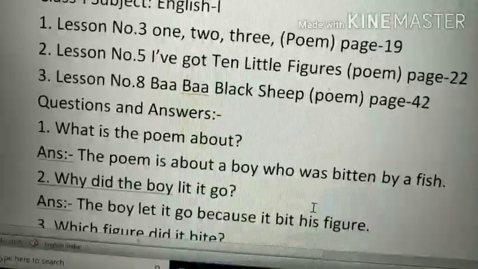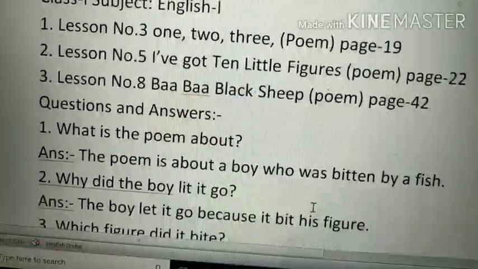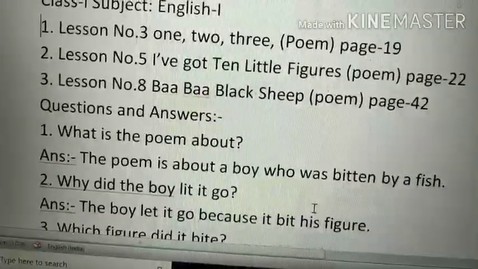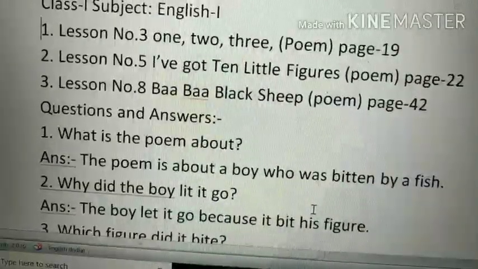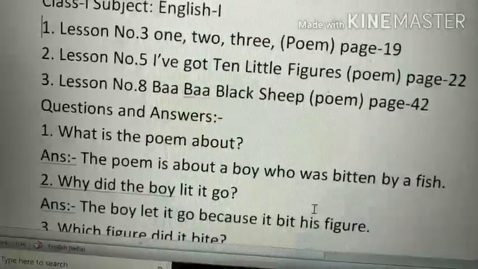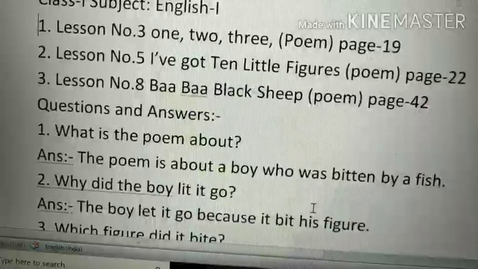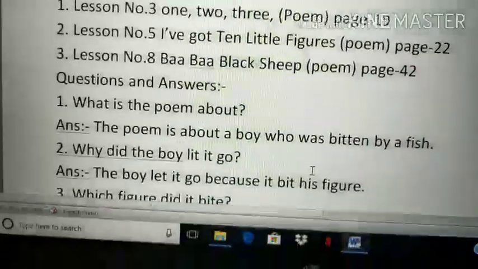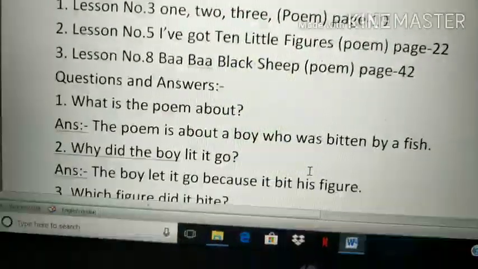Question number 3, lesson number 8. Baa baa black sheep. Poem, page number 42. Then question and answers.